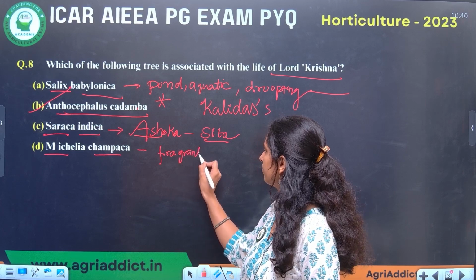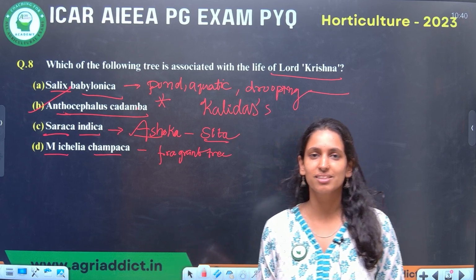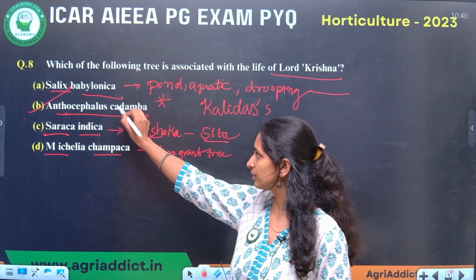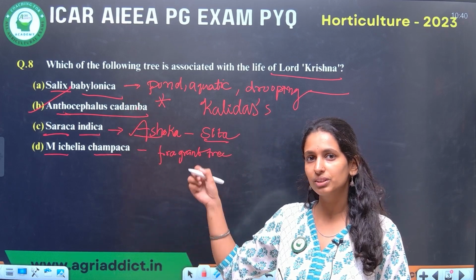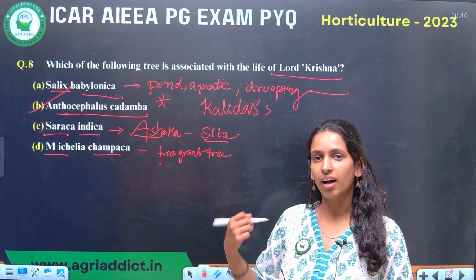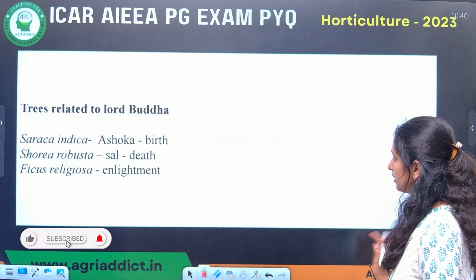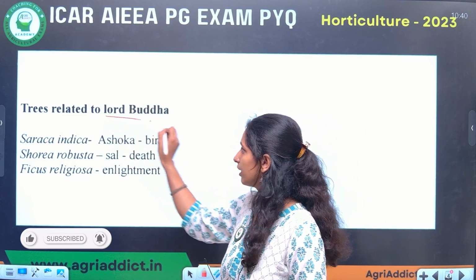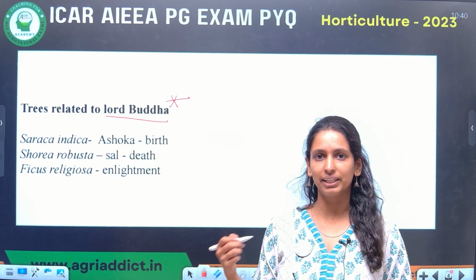In the same way, when you study any question, you have to see all the options and search for other things related to those options, because usually the examiner keeps options which are very important, or he can ask another question from the same options. So these are some trees related to Lord Buddha. This is also important. The life of Lord Buddha is related to many trees.